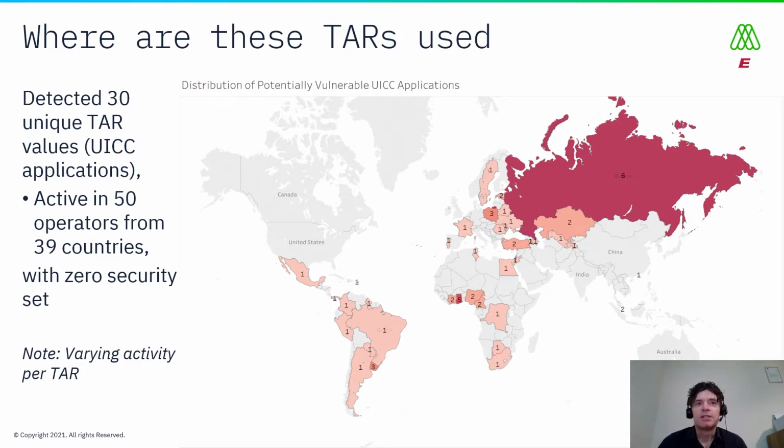We detected that these SIM card applications were active in roughly 50 operators in 39 different countries. Now, the colors here don't actually represent the scale or the usage of these TAR values. The colors represent the number of unique TARs in those countries. That's why Russia is 6: we discovered there were 6 different unique TAR values which had 0 security set. For the actual prevalence and usage of these SIM card applications, there's more information in our paper. But in general, we found that they weren't highly used. That's why the percentage volumes were much less than, for example, the S@T Browser or the WIB.